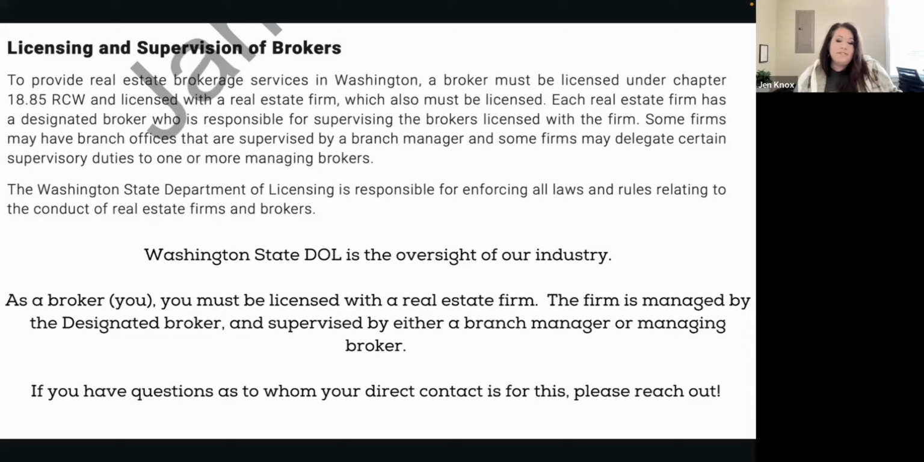oversees. Each of the offices can have either a branch manager or they can have a managing broker who then supervises brokers, can answer questions about contracts. But that's kind of the stack of how the Washington State Department of Licensing oversees and enforces the rules that are in our industry. If you have questions about who you need to directly contact, depending on your location or whatever situation you're in, please feel free to reach out, because anybody with a managing broker's license can actually help in guiding you to an answer.